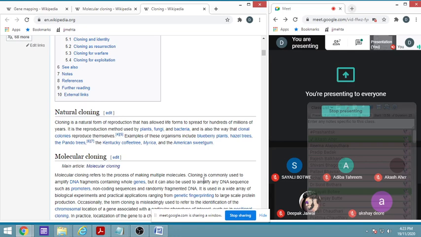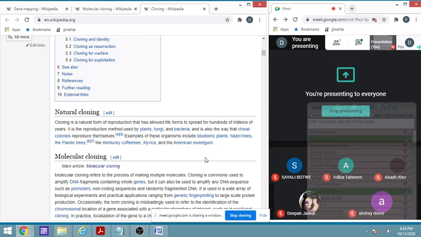Then there are clonal colonies, where they reproduce and do similar activities. There are many plants where you put some part of the plant into soil, and from that bark, from that stem, the new plant will come out. There are many such plants, and they do it.